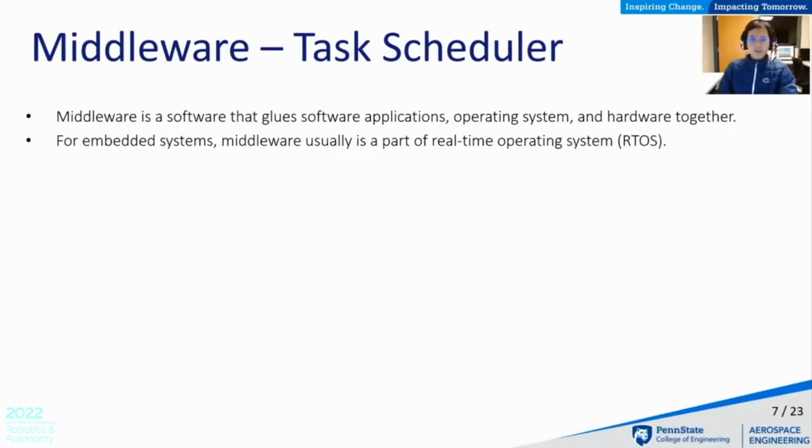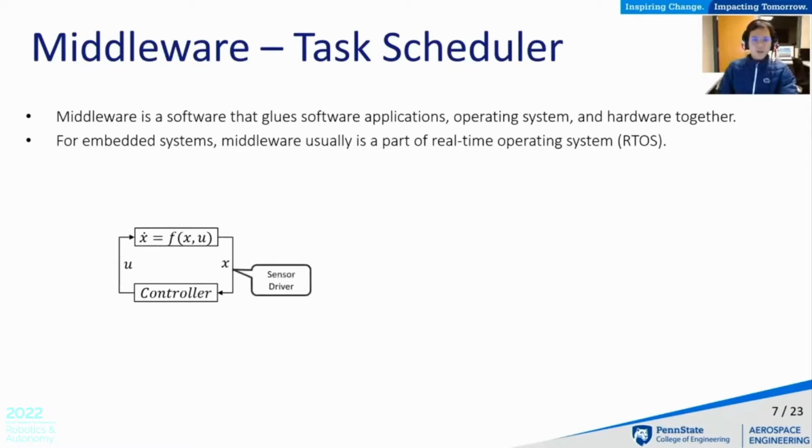To illustrate the importance of middleware, let's take a control system, for example. This is a classical control structure. We can write code for it. However, to execute it in an actual system, other software components are needed. To receive feedback information, we need a sensor driver. Similarly, we will need an actuator driver for executing our control signal.